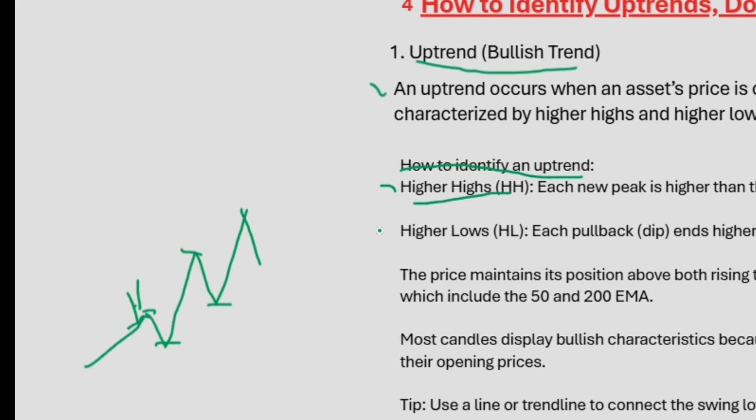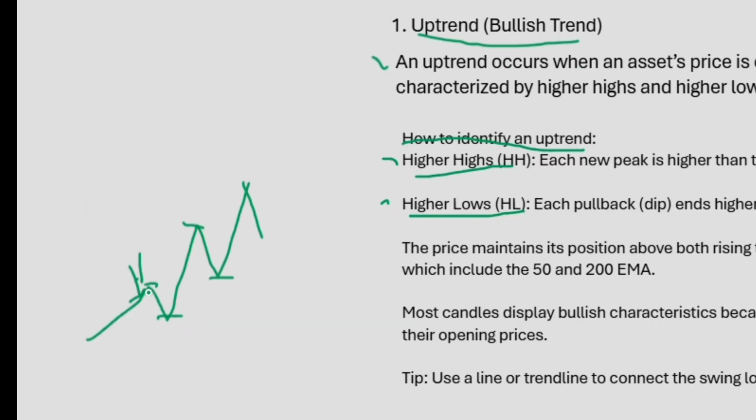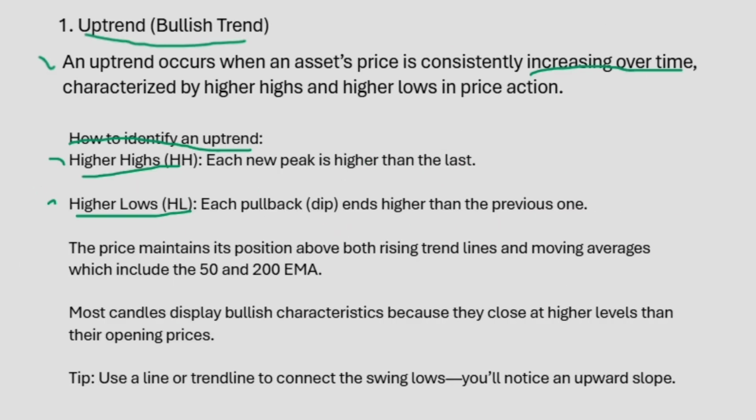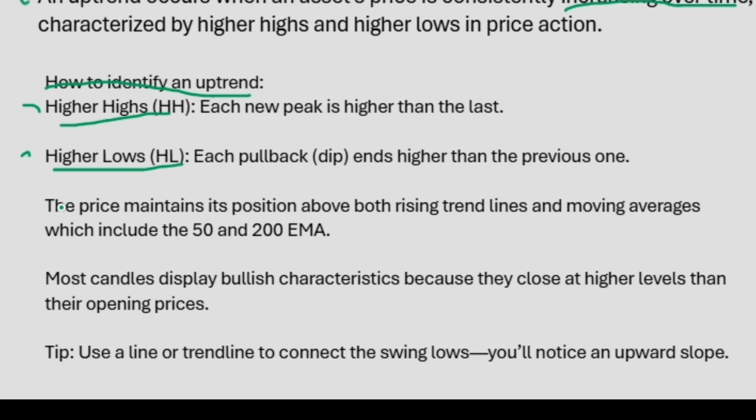Okay. Then number two, how to identify an uptrend: we have higher lows, HL. This one has a higher high and a higher low, then higher low, higher high, higher low, higher high. Each pullback or dip ends higher than the previous one, higher than this one. So the price maintains its position above both rising trend lines and moving averages. You can also use an indicator called moving average with settings of 50 and 200 EMA to spot the trend more quickly.